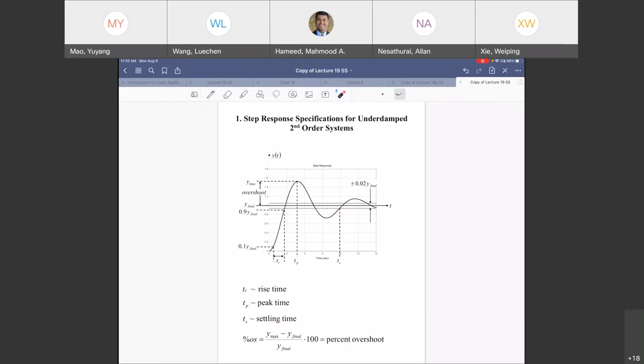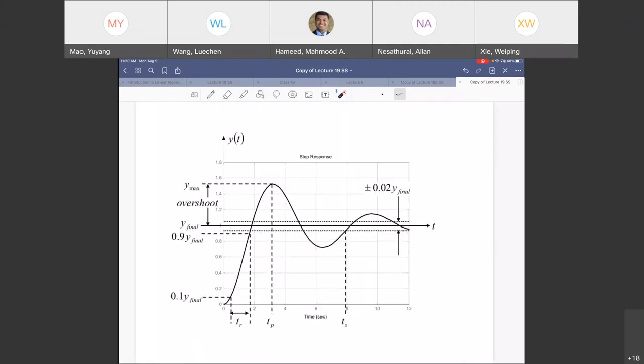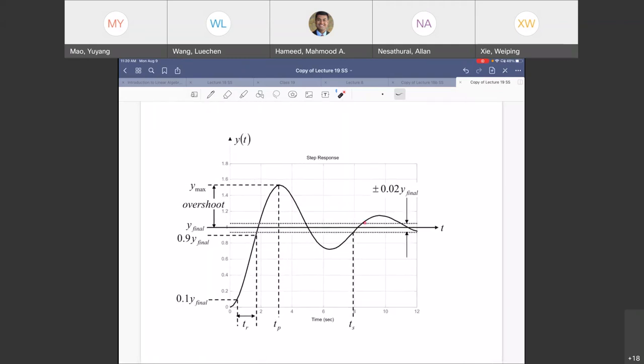No, it's not. So it's an approximation. You're right, it's not the exact one, but the idea is it has to be within 2% of the final value.